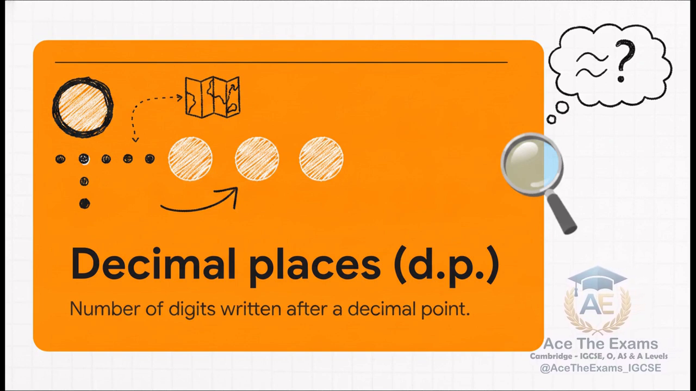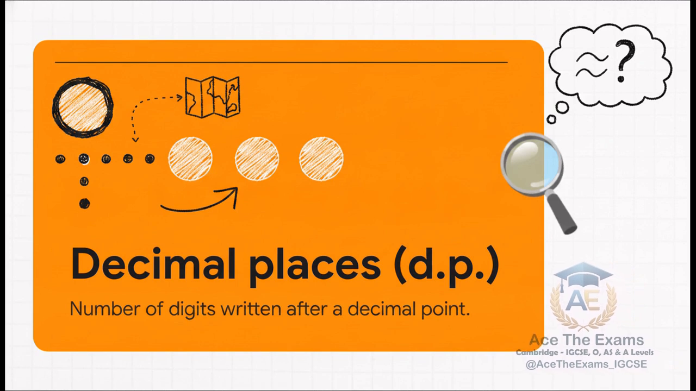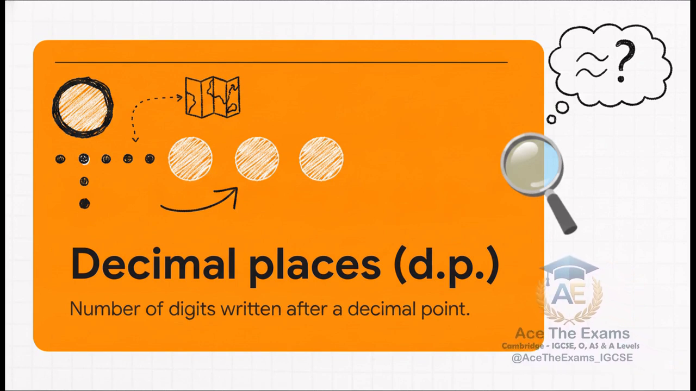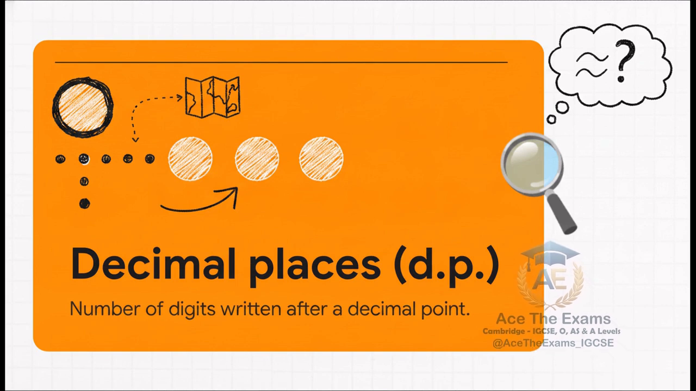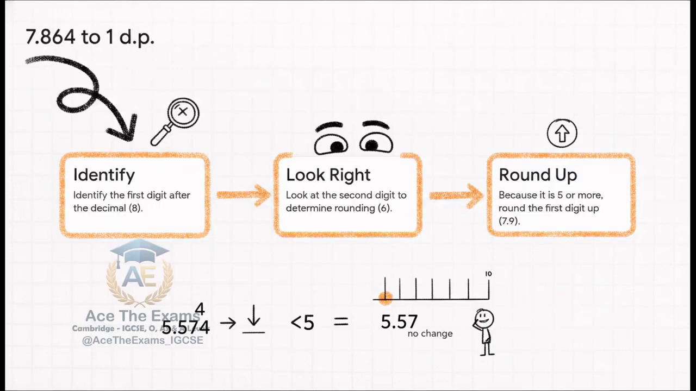I am emphasizing this because students, especially our friend Sam who rushes through questions, constantly confuse decimal places with significant figures. Decimal places are purely about geography. Ask yourself, how many spots to the right of the dot are we keeping? That's it. Let's run a quick step-by-step.